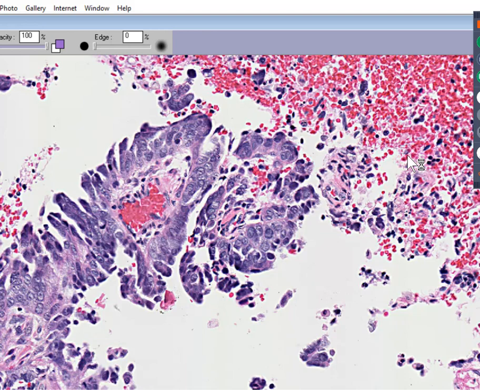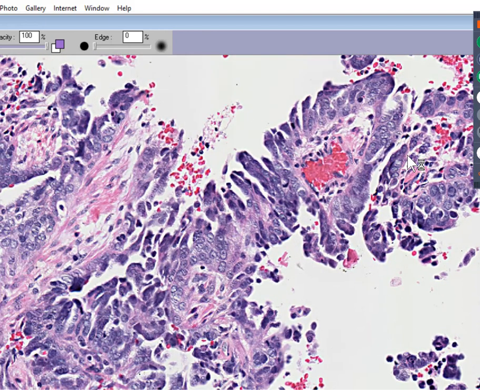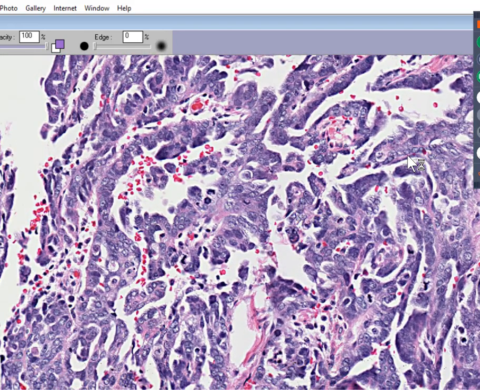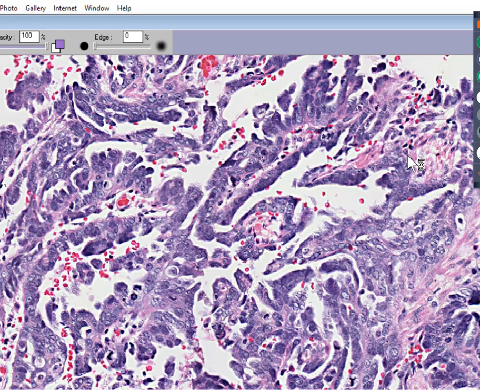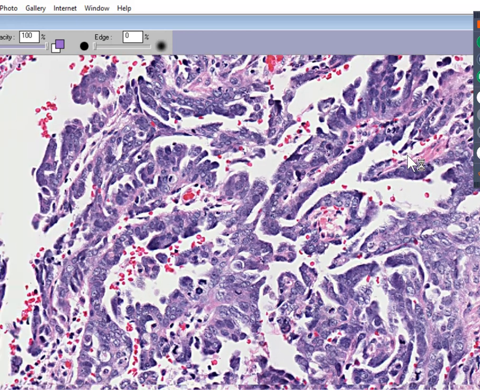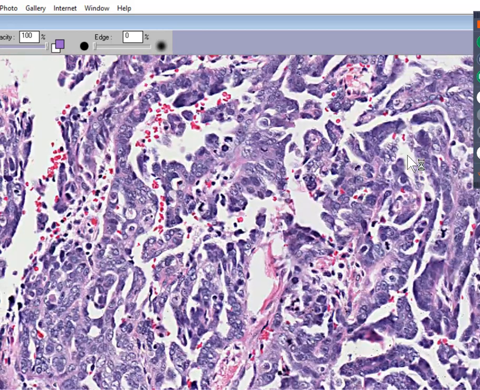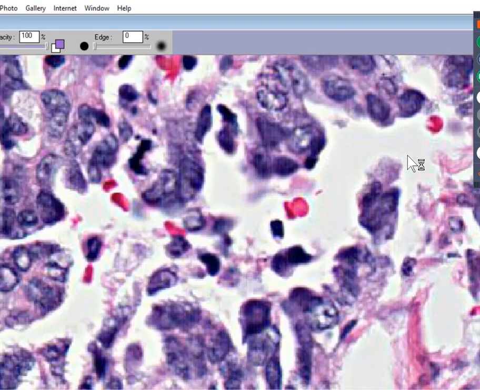But let's take a look now at a less differentiated area of this papillary adenocarcinoma. And you can see an area where it's compressed, so you can't make out the papillae that well, but there is one, there is one, there is one. Let's take a look at the cells themselves. What can you say about the cells themselves? Well, you can say that they are pleomorphic, they are irregular, they are big, they are small, they are dark. They have all the features of a malignancy.